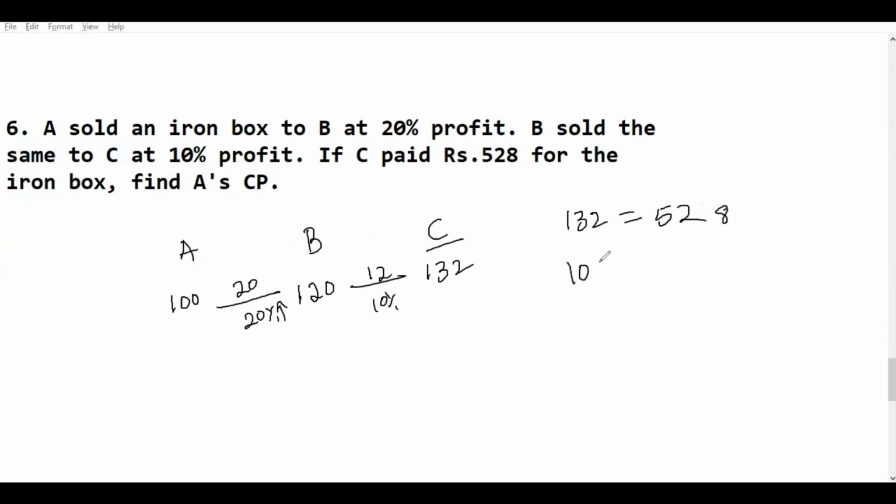100. Then 100 equals, look here: if I took 100, I end up with 132. But according to the question, this 132 is 528. So 132 equals 528, then 100 equals what? If you calculate that, you are going to get your answer as 400.